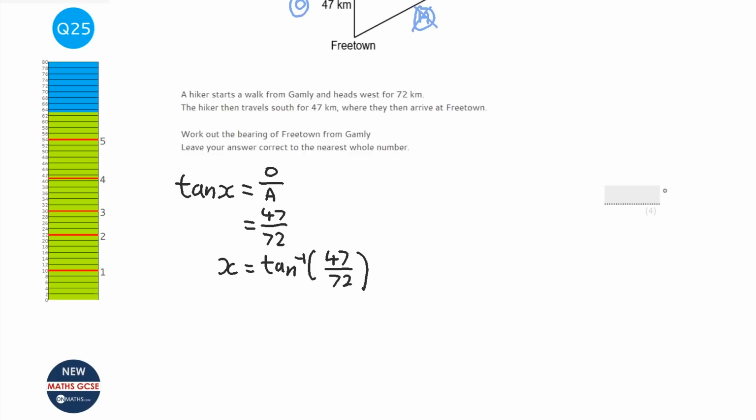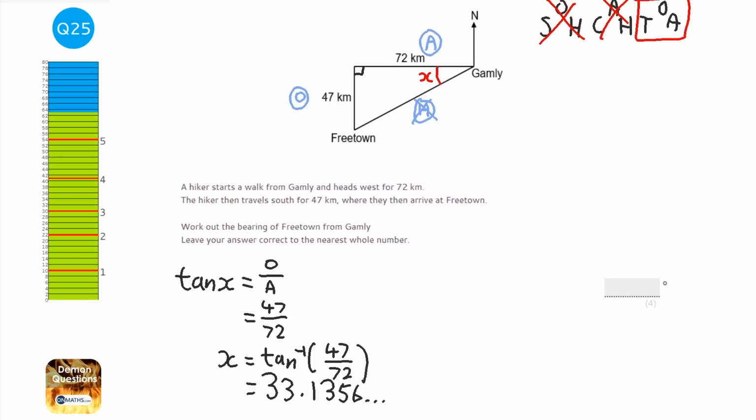Let's press equals, and that equals 33.1356, blah blah blah. Okay, let's have a look. So x is 33, but we still haven't got a bearing. What we can do is work out what this one is, and I'm going to call that y. So to work out what y is, it's going to be 33.1. Well, we're looking for nearest whole number, so let's call that 33.